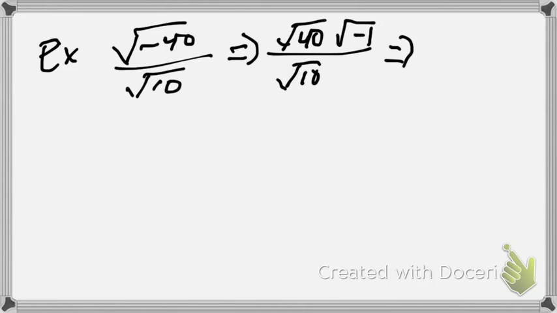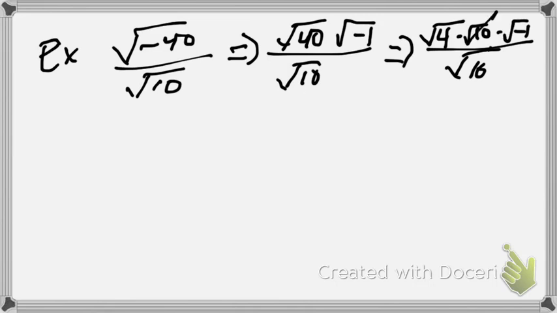Alright, so square root of 40. What is a factor of 40 that's a perfect square? Well, 4. So we can break that up: square root of 4 times square root of 10 times square root of negative 1, all over the square root of 10. Now look what can happen. The square root of 10 in the numerator cancels out with the square root of 10 in the denominator. So then we're left with the square root of 4 times the square root of negative 1.